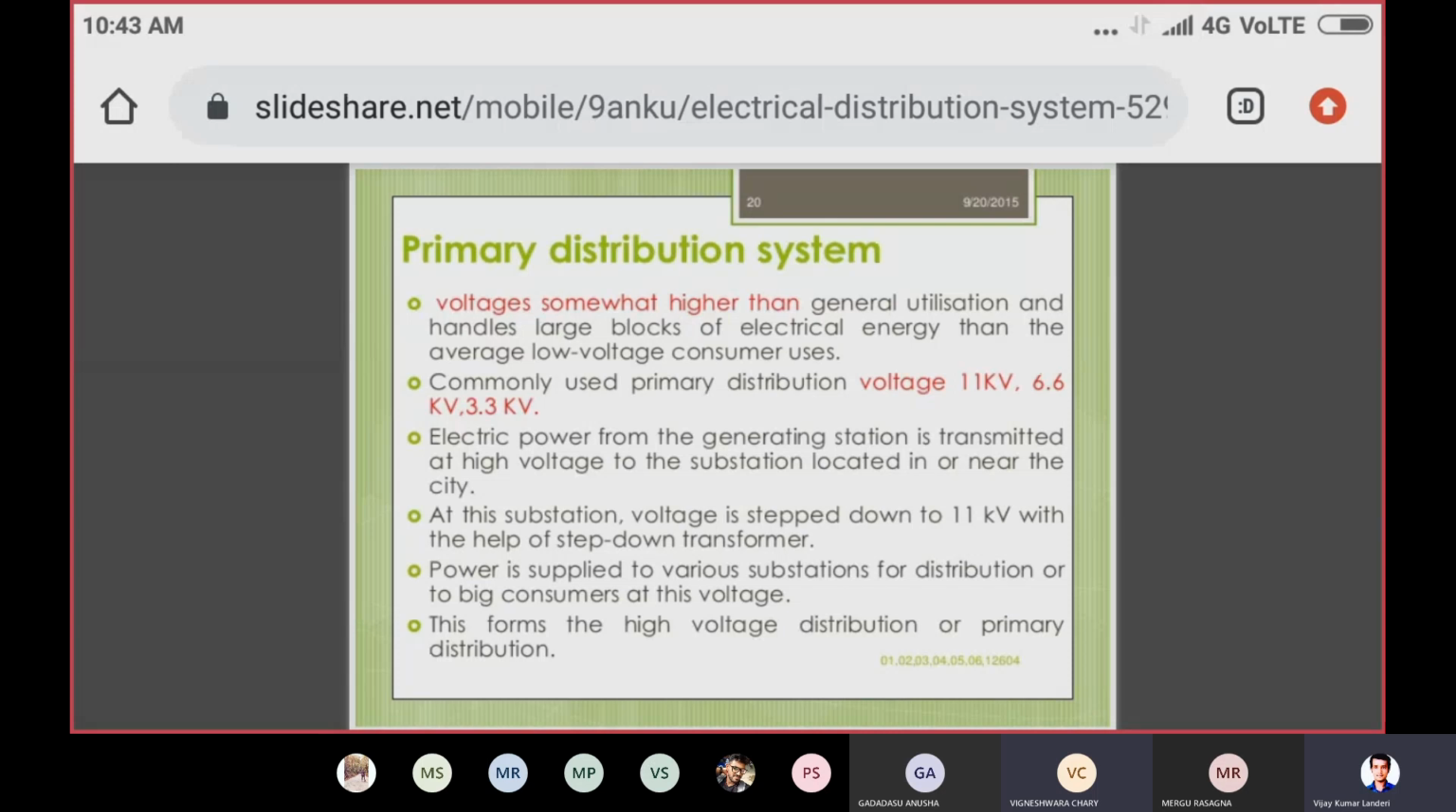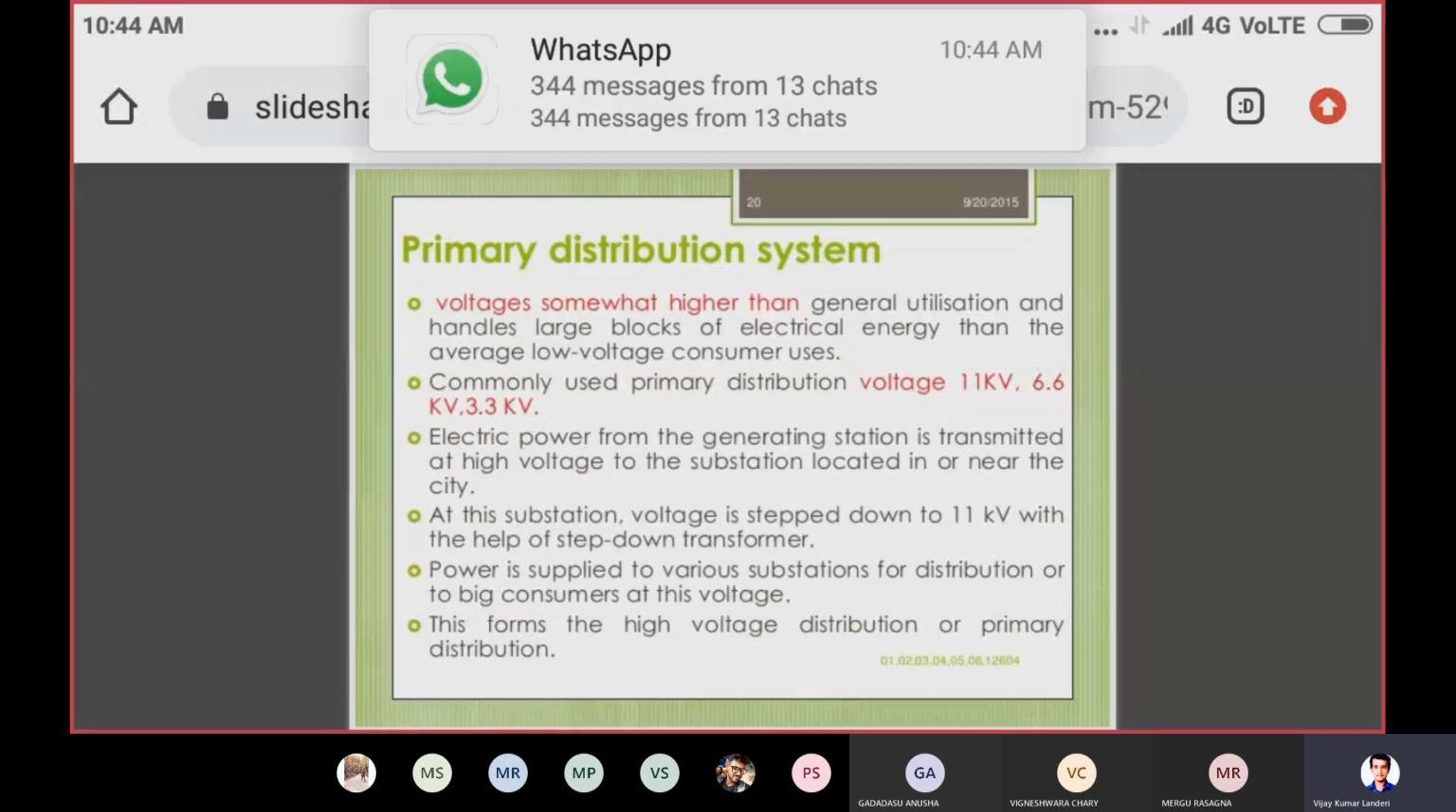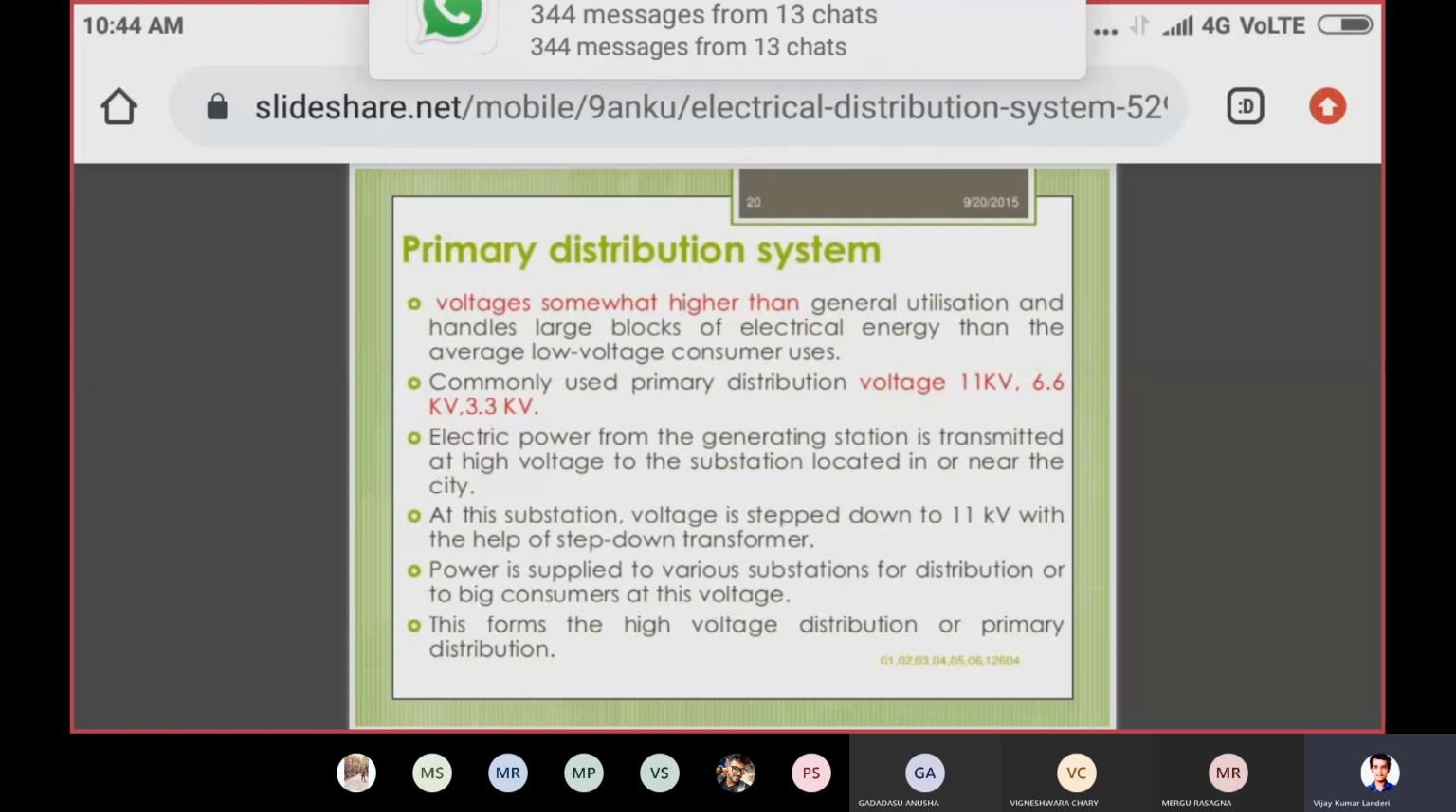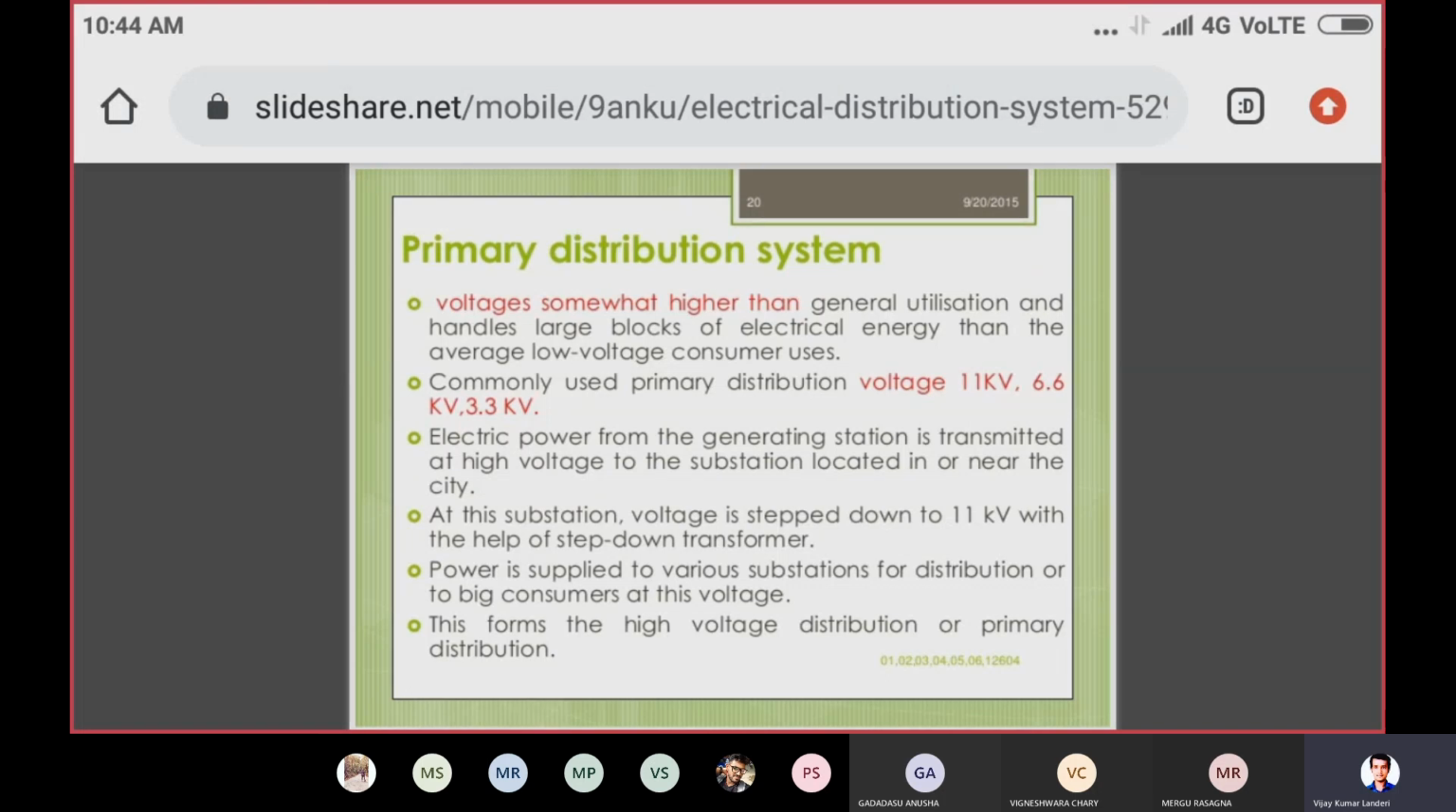Right. Listen carefully. So here the primary distribution system is nothing but this: whatever voltages we are carrying will be somewhat higher than the general utilization levels. So this primary distribution system will handle voltages which are generally higher than the general utilization. So commonly the primary distribution voltage will be 11 kV, 6.6 kV or 3.3 kV. These are the generally used primary distribution voltages.